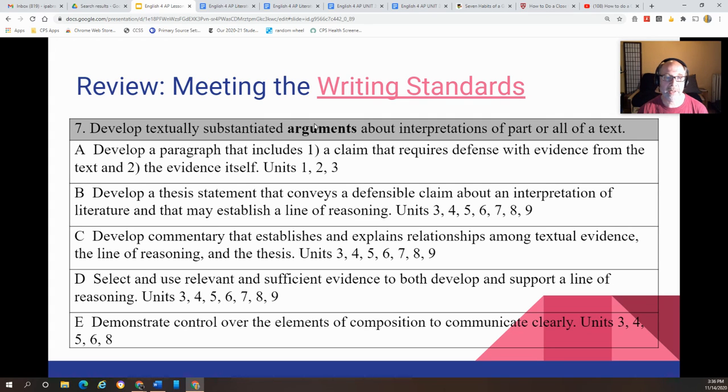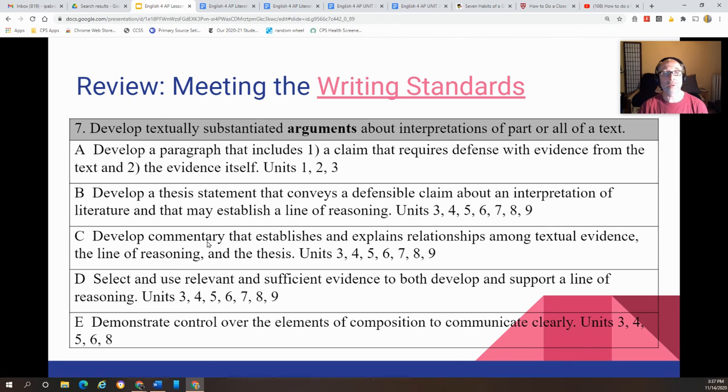The second thing is develop a thesis statement that conveys a defensible claim about an interpretation of literature that may establish a line of reasoning. It's very similar to the first, but establish a line of reasoning means that I had a big idea there. And it's possible that I could spend the whole play talking about: is Oedipus a good king? And then C, develop commentary that establishes and explains relationships among textual evidence, the line of reasoning, and the thesis.